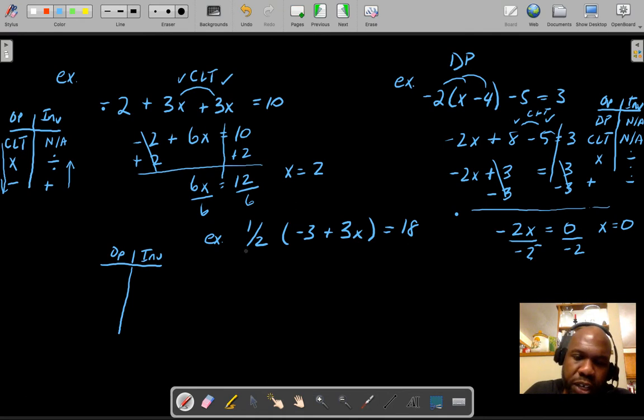Now let's look at the last one here. The first thing we would do is distributive property, right? For this one. Let me get this thing back. Hold on. Come on, baby. There you go.